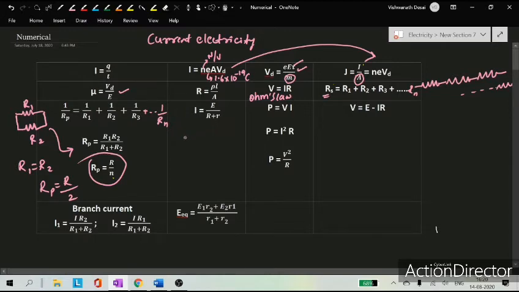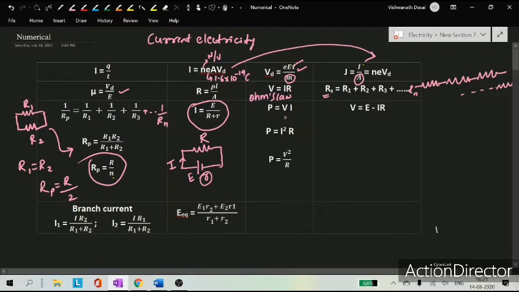Suppose I have one more source of EMF connected to the external resistor R, and the cell having internal resistance small r, then current flowing through the circuit is given by I = E/(R + r), where E is the EMF of the battery which is connected, maybe 1.5 volt, 9 volt. So that is the EMF E. R is the external resistor and small r is the internal resistor.